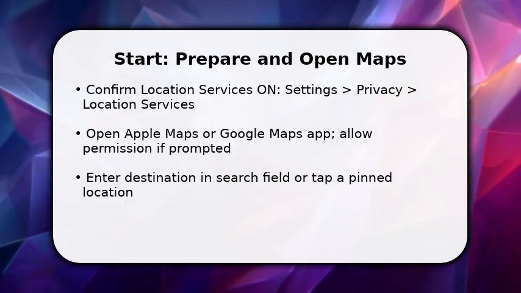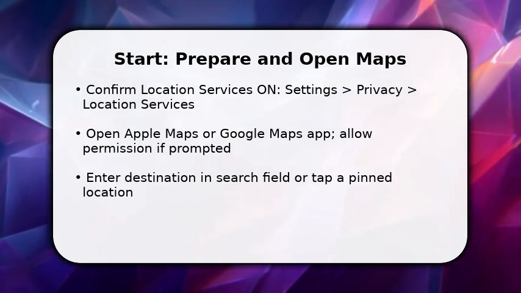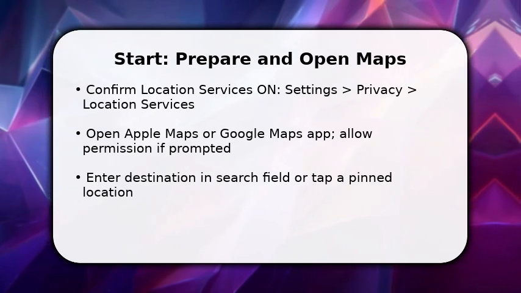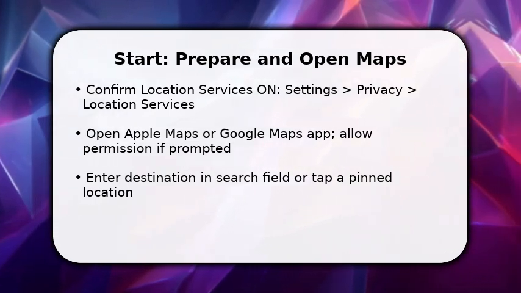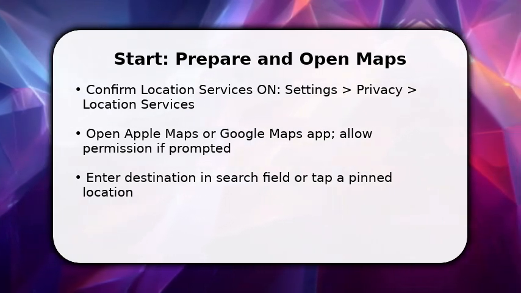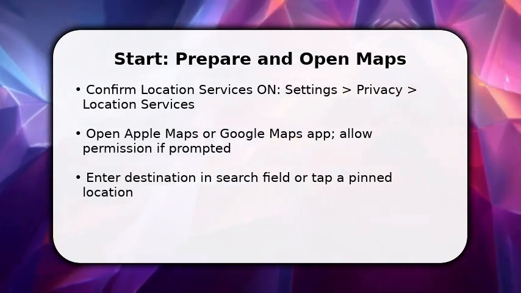You'll start by confirming location services are active so the app can find you accurately. Next, open Apple Maps or your chosen map app and grant permission if asked. Type an address or name in the search bar or tap a pin on the map. This locates your destination instantly.